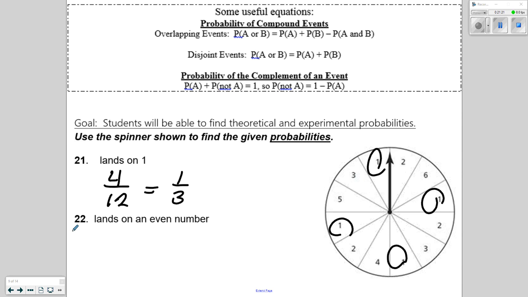So in the next problem it says, what's the probability that the spinner lands on an even number? We have to count up the even numbers. So we have 1, 2, 3, 4, 5. So that's going to be 5 out of 12, and we could just leave it at that. Probability is 5 out of 12.